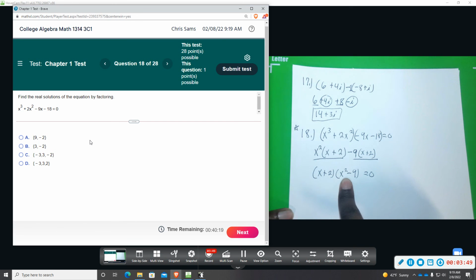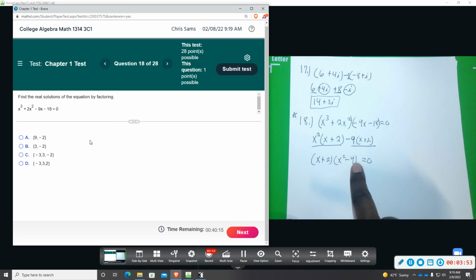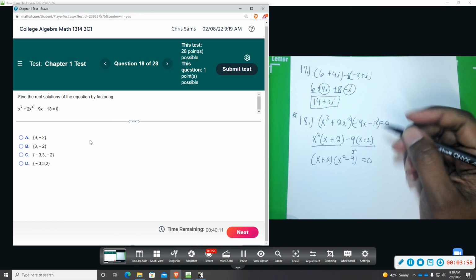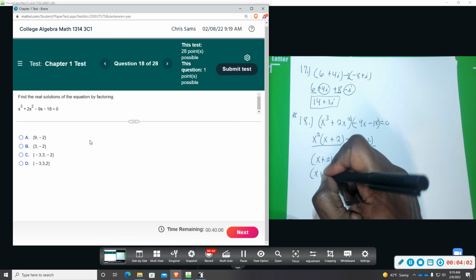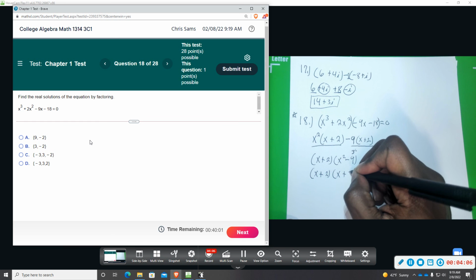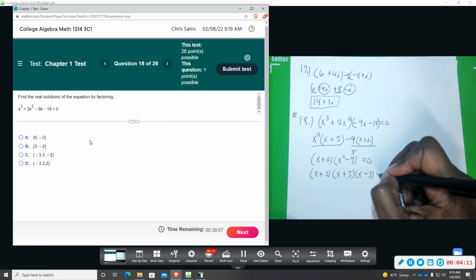And then right here, hopefully you notice difference of squares. x squared is a perfect square, and we can also write the 9 as 3 squared. So we're also going to factor this one. So we have x plus 2, x plus 3, x minus 3.